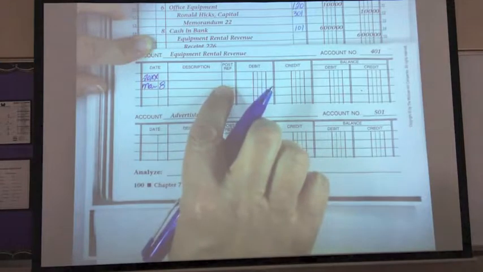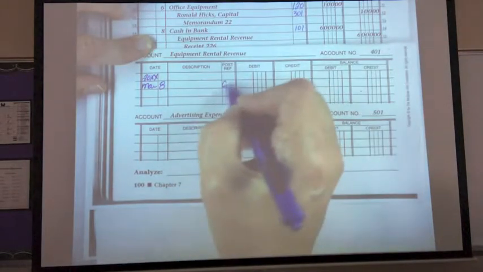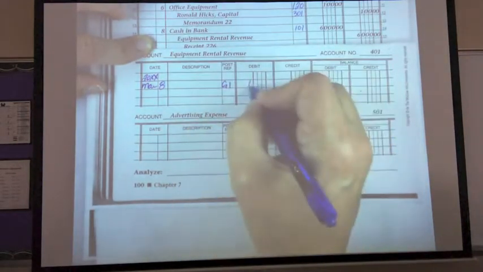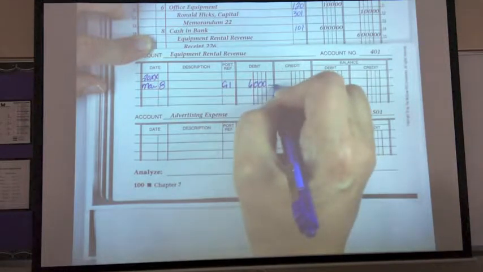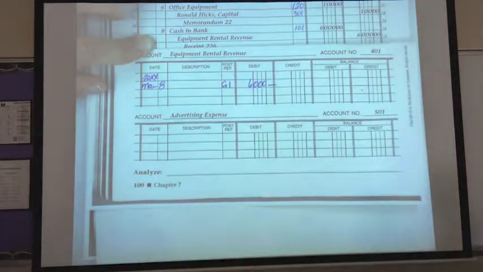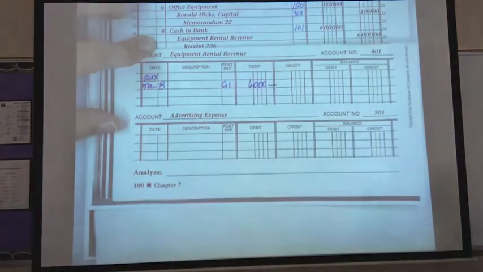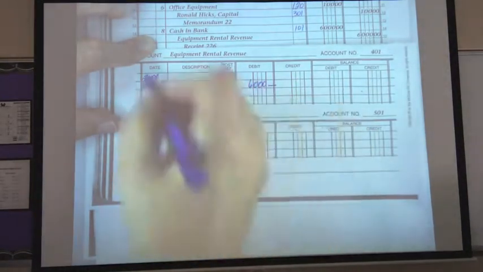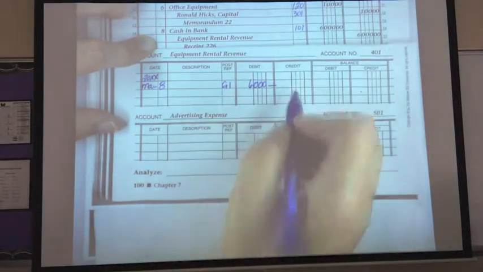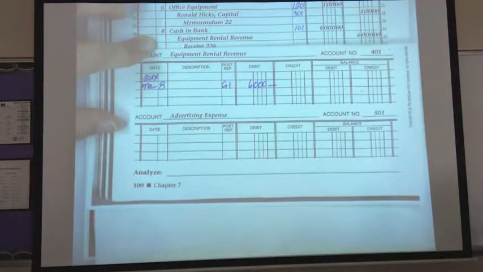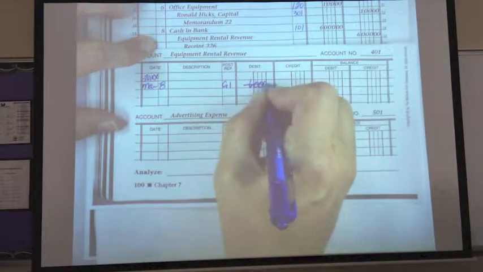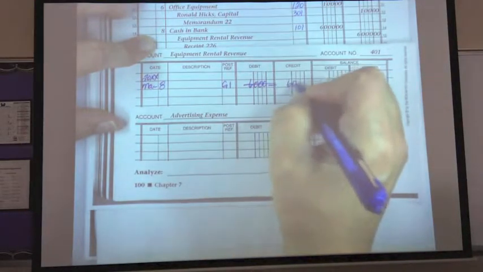Still no description. This is from G1 again. $6,000. Oh, I made a mistake. What side should it be on? It should be on the credit. Here's an easy way to fix your error. Do not scribble it out. Do not circle it and draw an arrow over there. This is how you fix it. You put a single line through it and put it where it belongs.